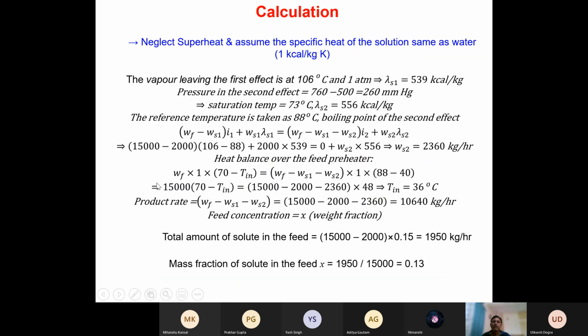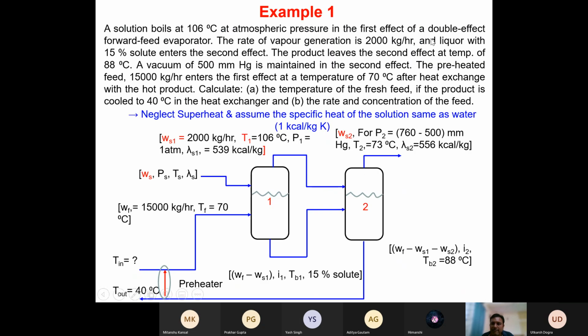It comes out to be 36 degrees Celsius. Also, in the problem, what is being asked is the concentration of the feed, so we can calculate that. Here 15,000 kg per hour of solution is given. But in the second effect, the feed coming out from the first effect is at 50% solute. So how much is WF minus WS1? WF minus WS1 is 15,000 minus 2,000. And its concentration of the solute is 50%.